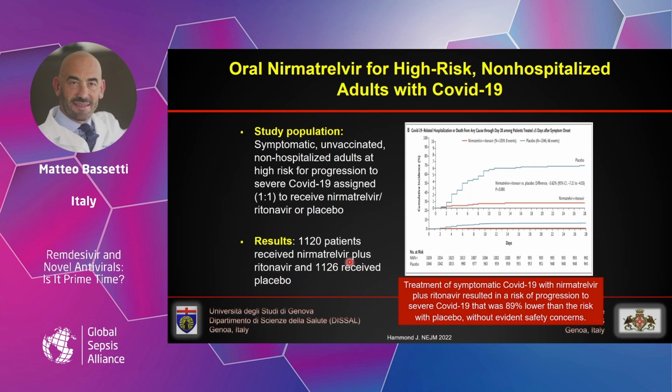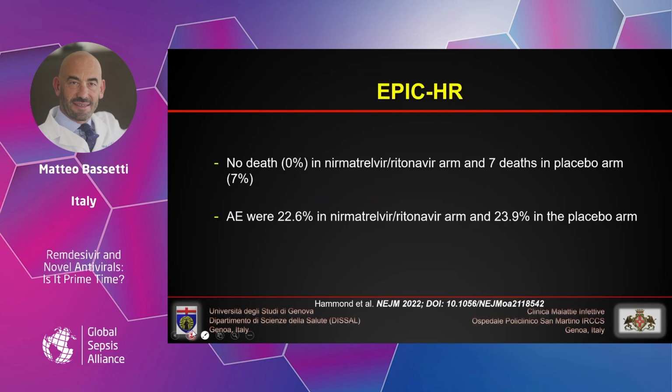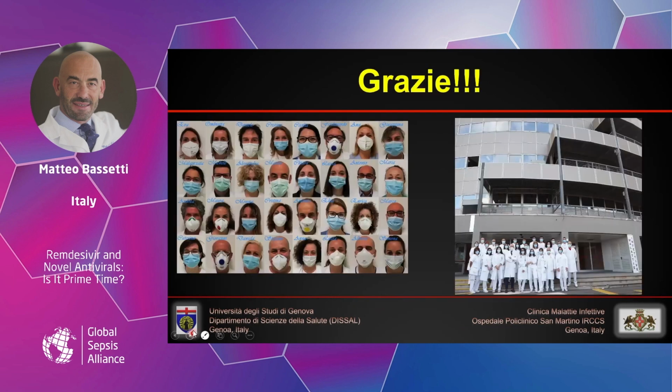So the result was very interesting, because treatment of symptomatic COVID-19 with Paxlovid resulted in a risk of progression to severe COVID-19 that was 89% lower than the risk with placebo, without evident safety concerns. So for this reason, these two drugs were approved, and this is the analysis regarding death or regarding the adverse events. Again, there were fewer deaths and fewer adverse events in patients treated with Paxlovid.